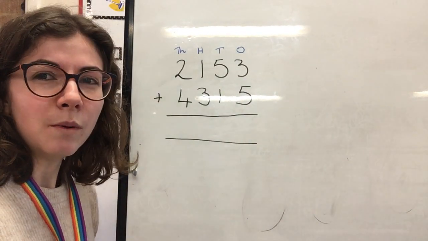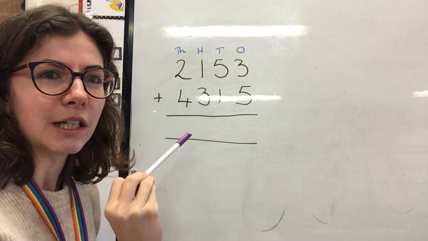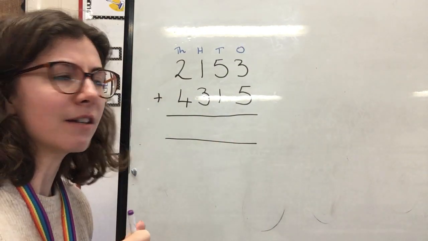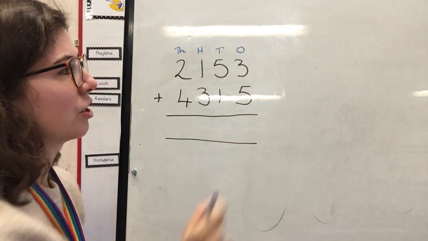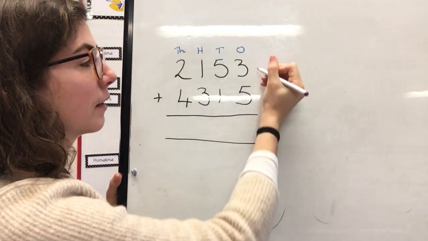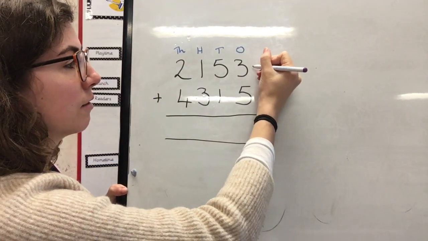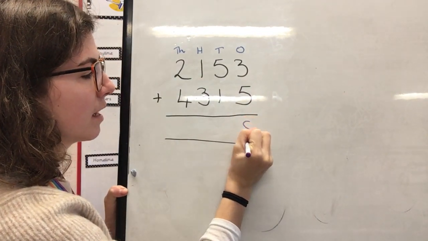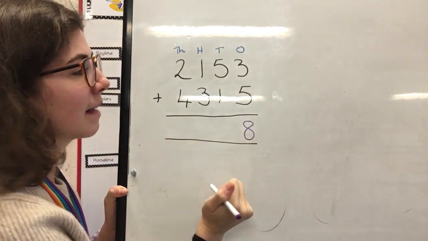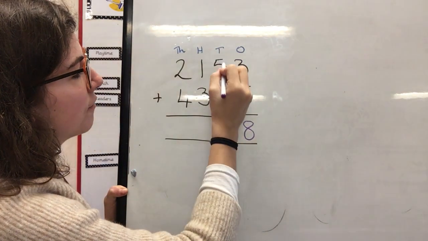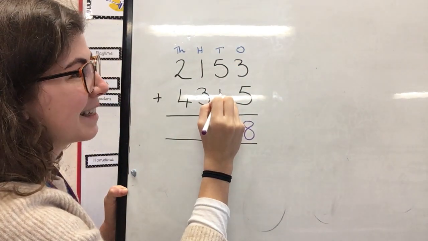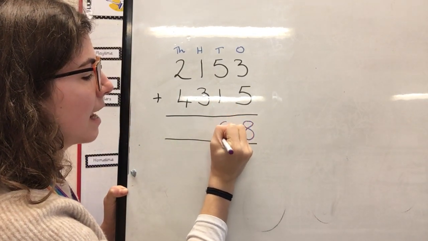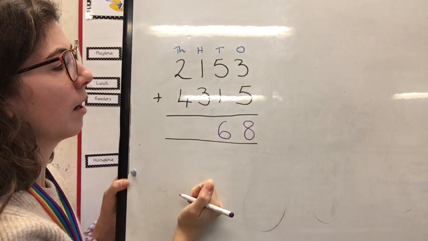Now I am always going to start in the place value column with the lowest value. Now in this case, my smallest place value column is my ones digits. So I'm going to add my ones digits together. I know that 3 add 5 is 8. So I'm going to write that total underneath 8. I know that 5 tens plus 1 ten is 6 tens. So I'm going to put my 6 tens underneath the tens column.